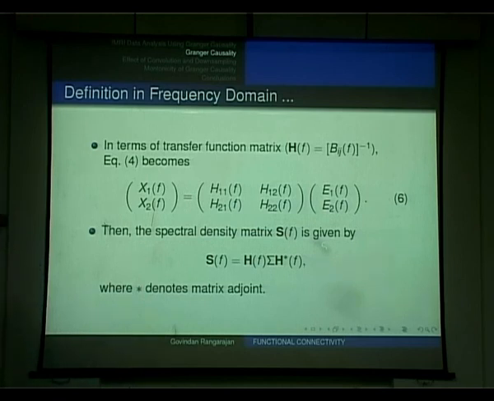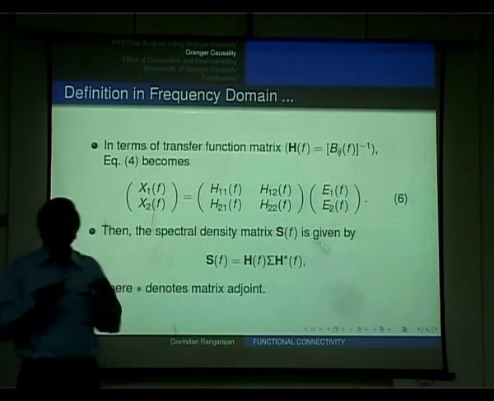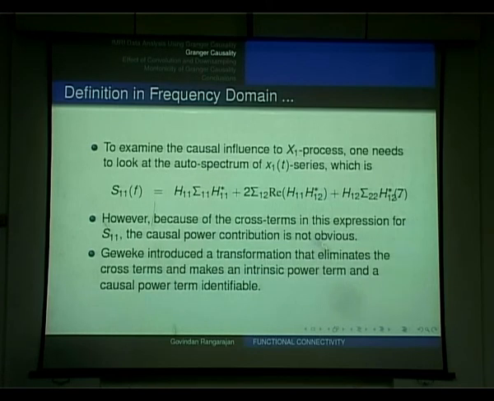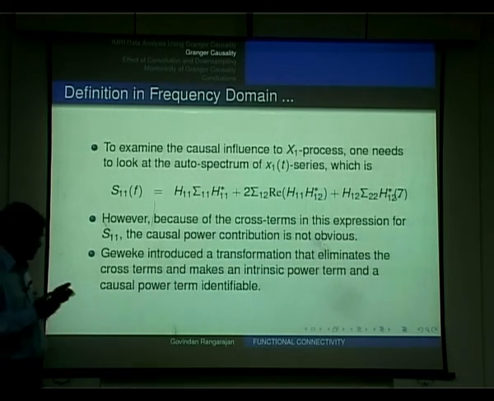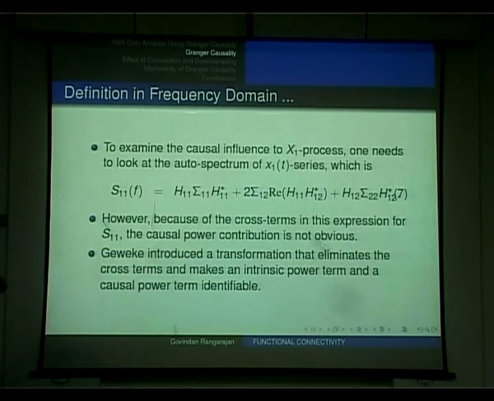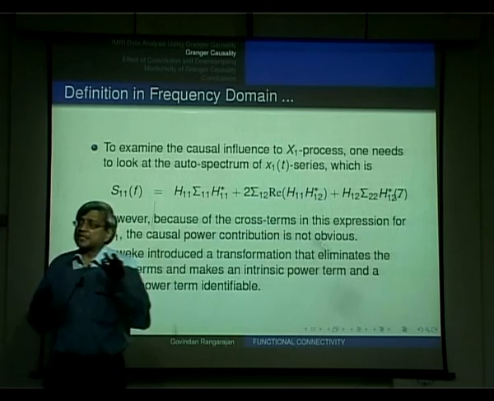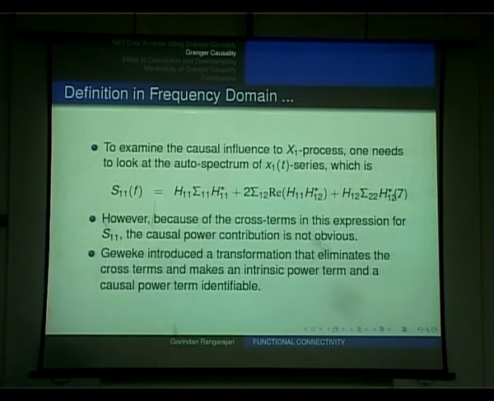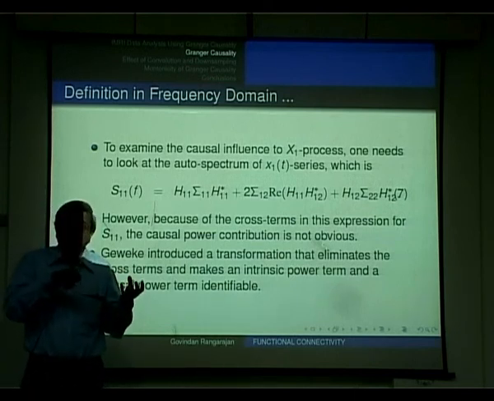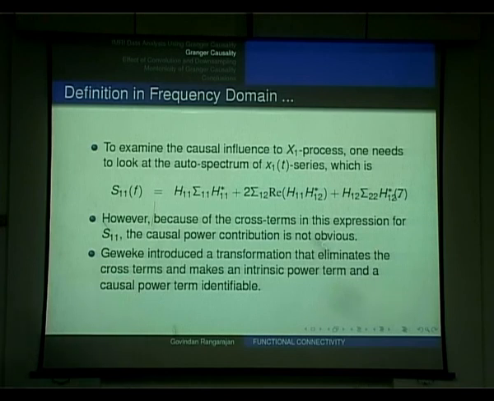So you might have used the power spectrum of a process, and the diagonal terms would correspond to the spectrum of process 1 and process 2. Anyway, here the basic concept when you translate it to the frequency domain becomes this. You look at the power of process 1 at a certain frequency, and then you see how much of that power comes from process 1 itself and how much of it comes from process 2 at that frequency.